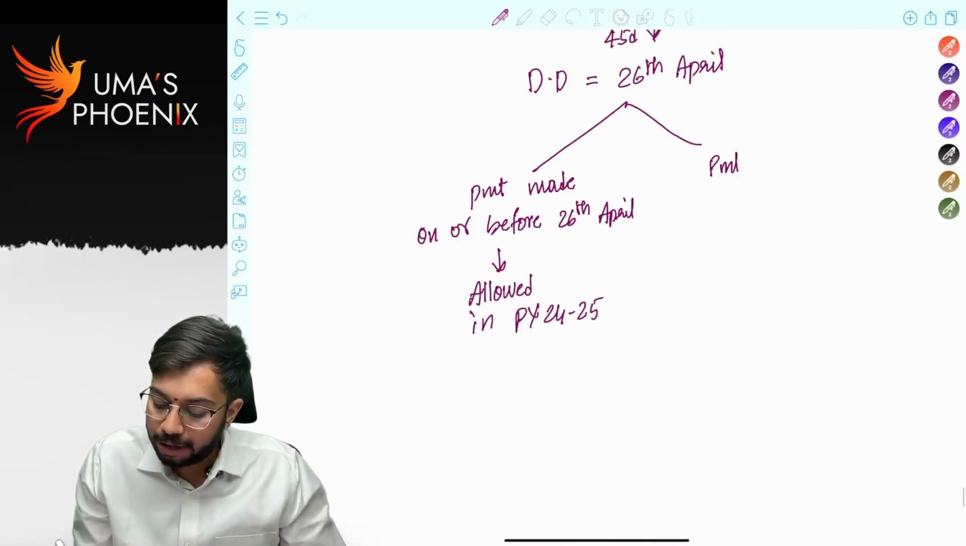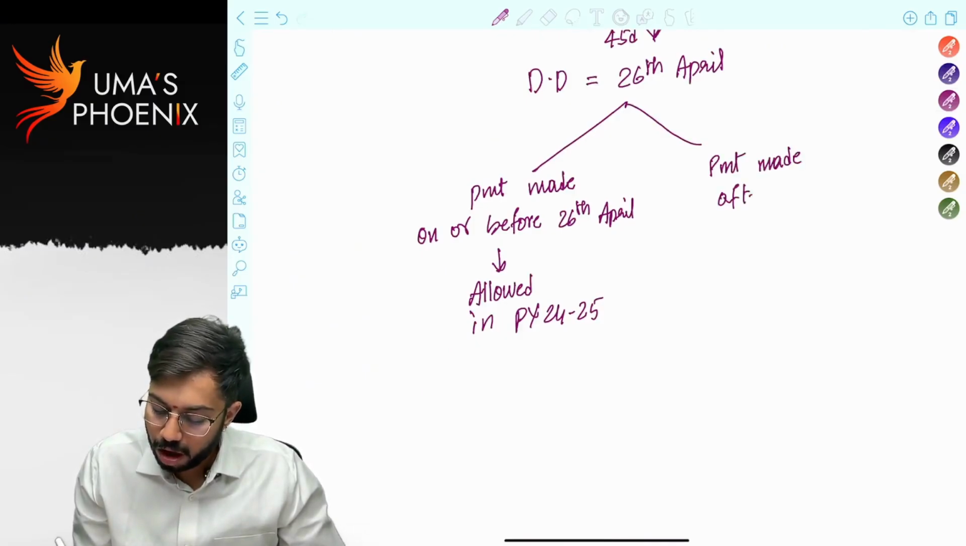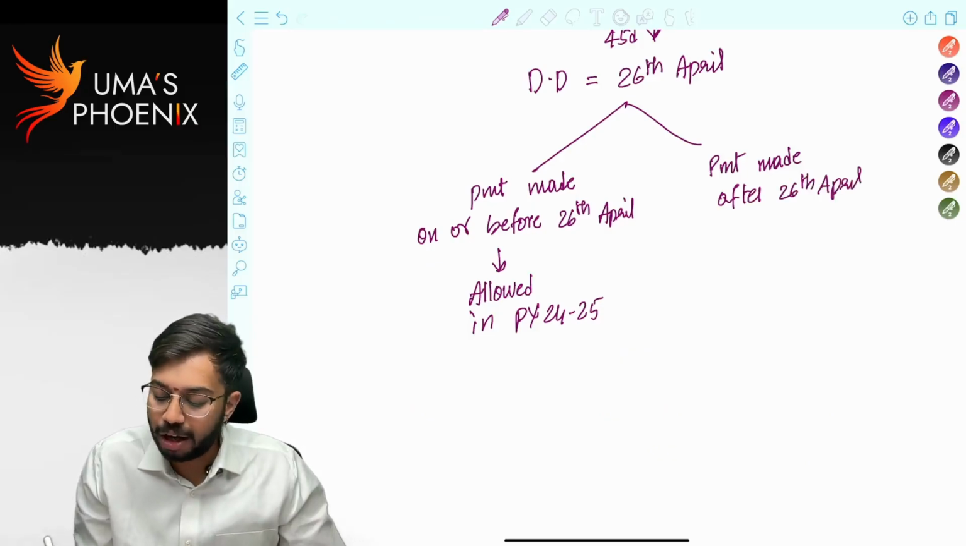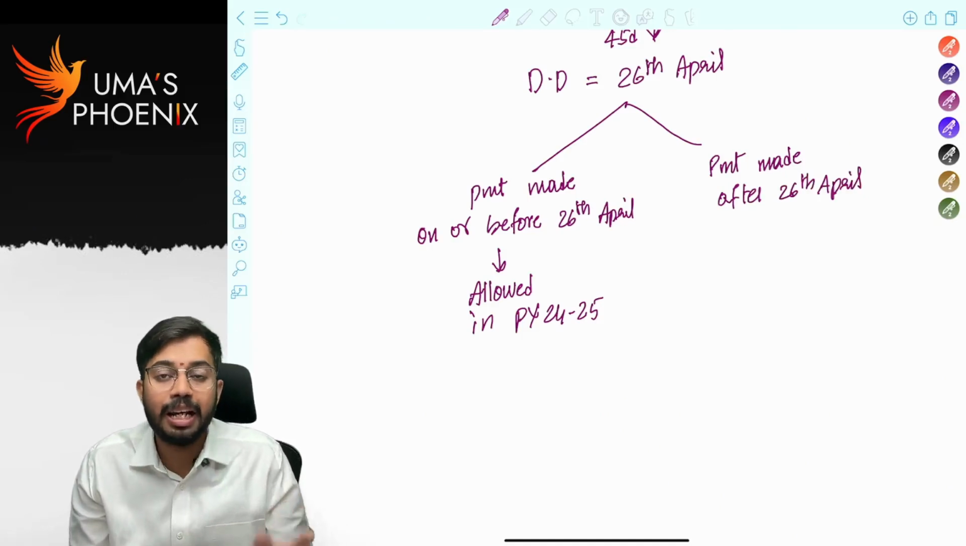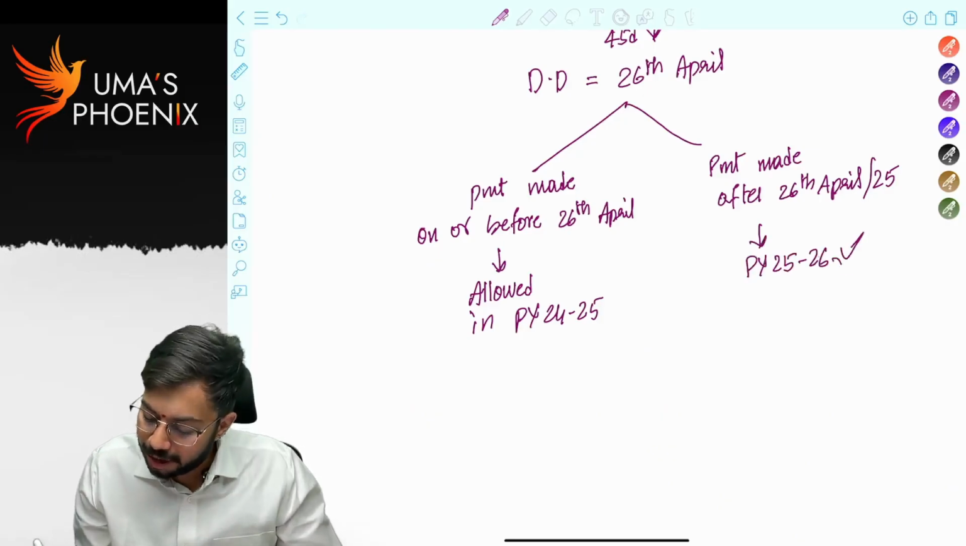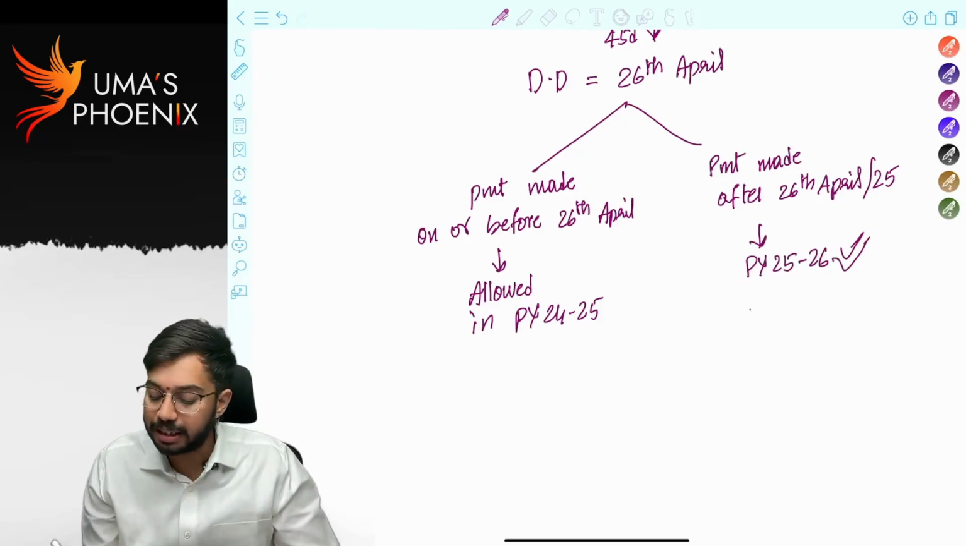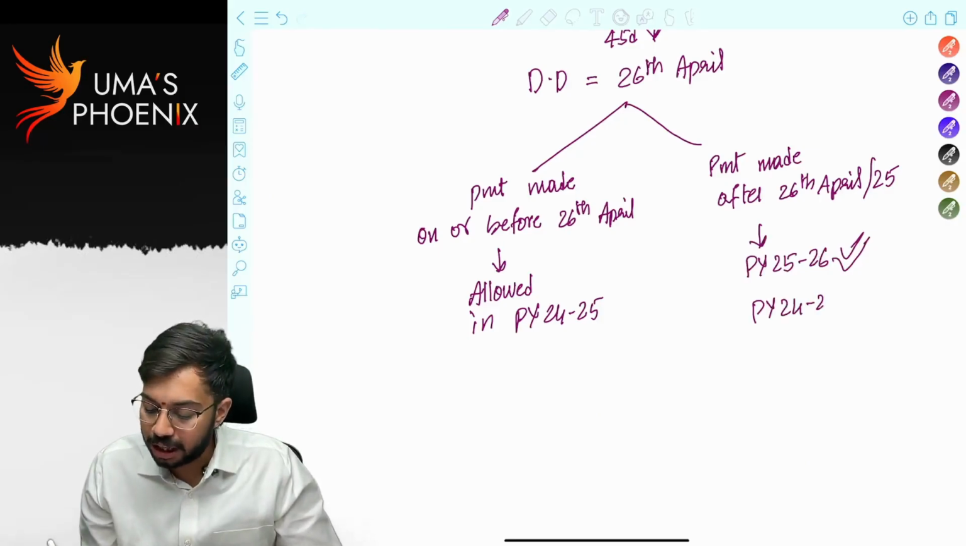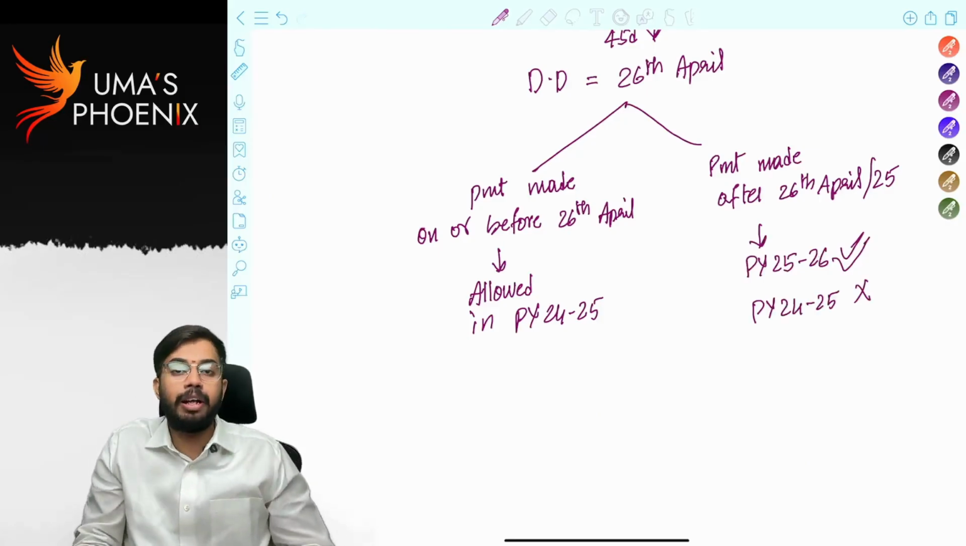Payment made after due date, after 26th April, then it is not allowed as deduction on accrual basis, it is allowed as deduction on cash basis. So 26th April 25, it falls under the previous year 25-26, so it is allowed as deduction in 25-26, it is not allowed as deduction in 24-25. Are you able to understand?